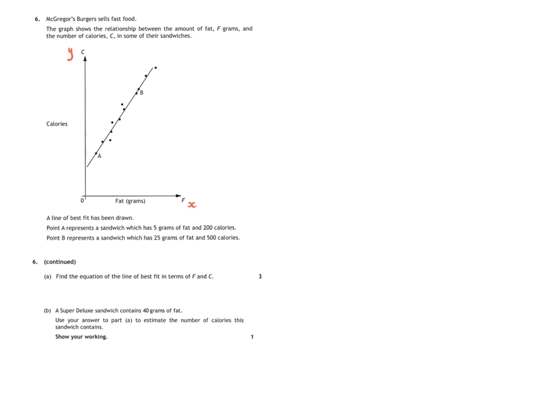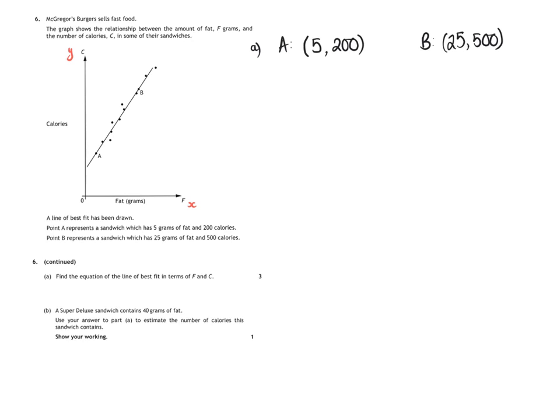Okay, so taking our points, point A represents 5 grams of fat, so that's our F, so that's our X, and it's 200 calories. So that's our first point, so that's point A. And then point B is 25 grams of fat, and it's 500 calories. Right, so let's fix that up. So we've got B, which is 25, 500.